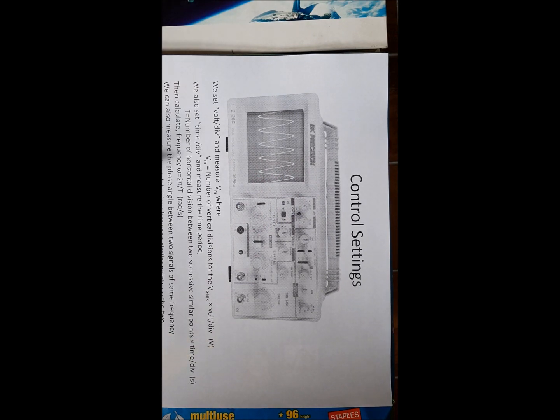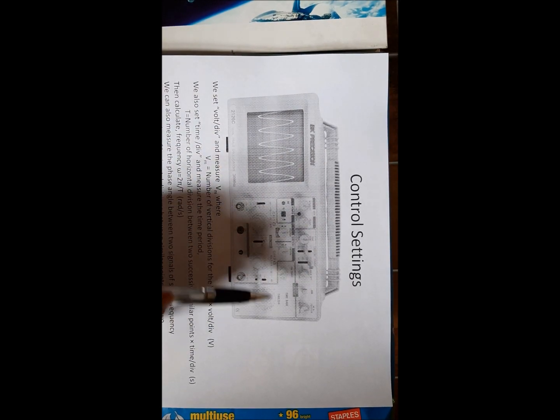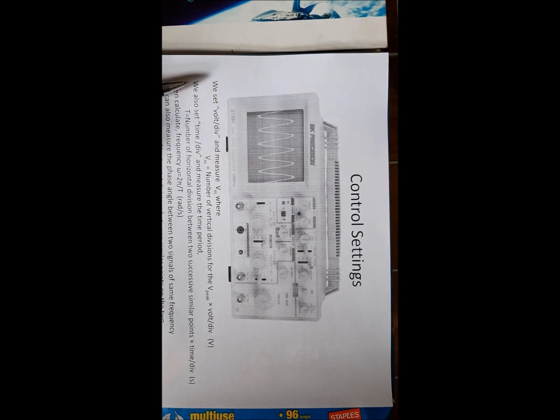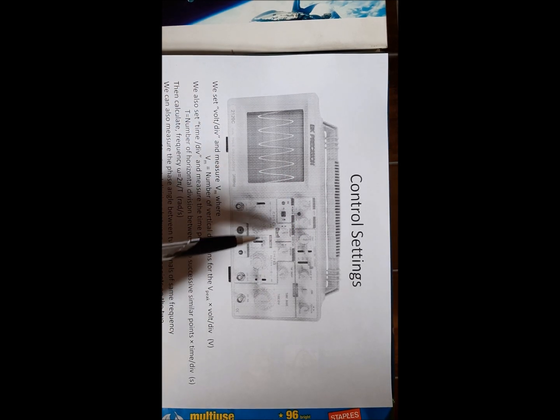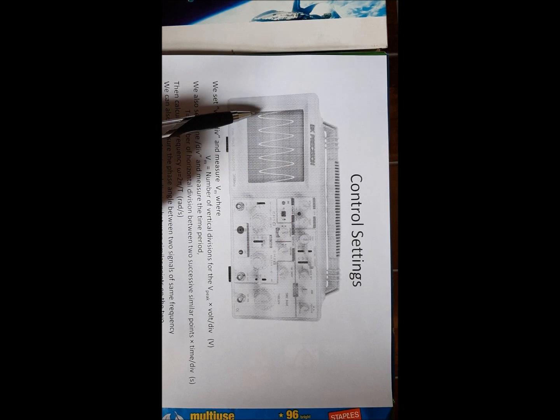Now look at the oscilloscope, the front panel and the screen or monitor of an oscilloscope. You'll see voltage per division. We can set this voltage per division. There is a voltage per division knob here. This is the voltage per division knob, so you can control voltage per division.